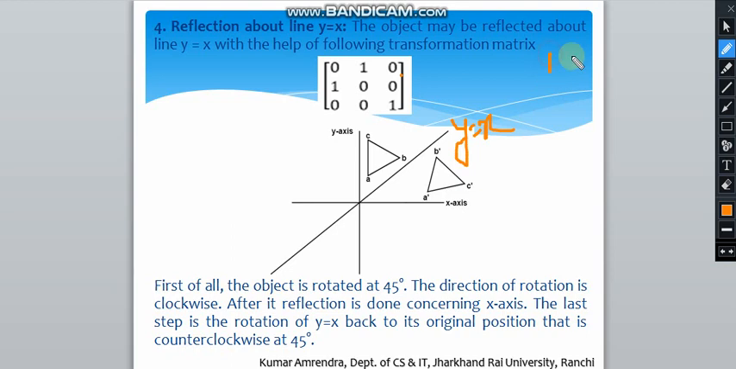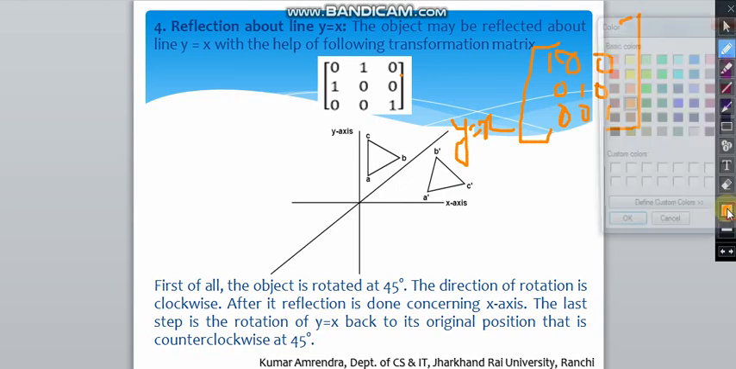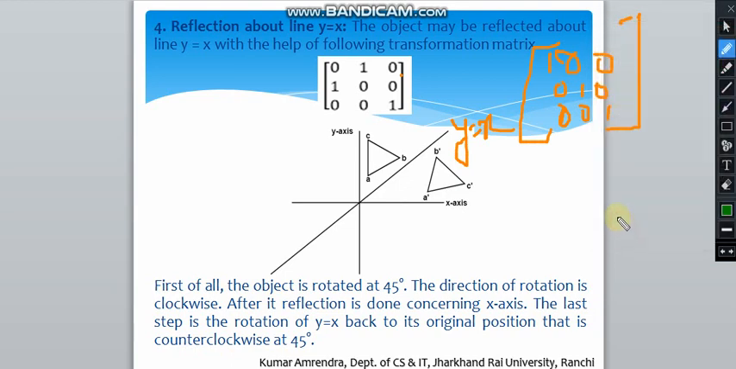Here the original matrix was like that, 1 0 0, 0 1 0 and 0 0 1. We know that in y equal to x, the value of x goes to y and the value of y goes to x. So in this place, what are we doing? We are taking this x to y and bringing this y to x. So we are just interchanging the coordinates of x and y.